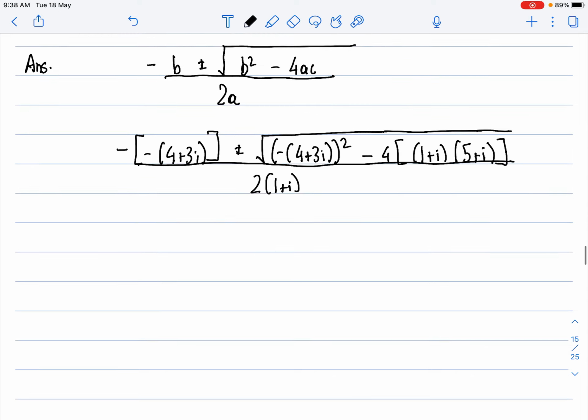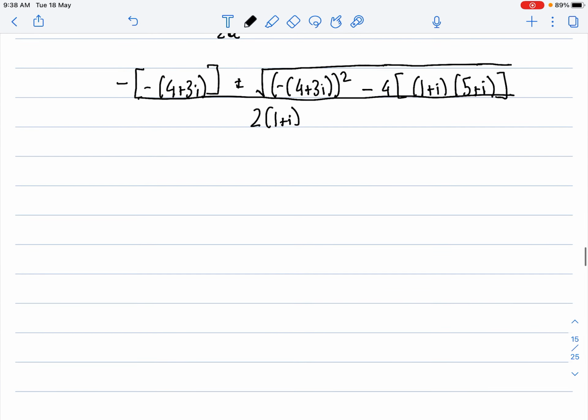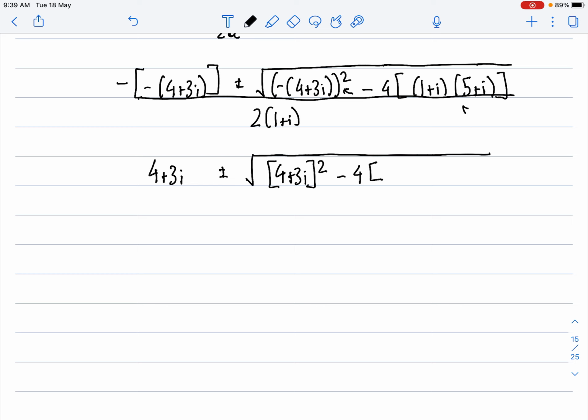So now to solve this, this is a long process. So that kind of patience will be required, but it's okay, you can do it. So now I'll get 4 plus 3i here, because minus minus will cancel, plus minus the square root of, this is simply 4 plus 3i the whole square. Okay, so I can write it as 4 plus 3i the whole square minus 4, and I can expand this to get it like 1 into 5 plus I plus I into 5 plus I. Okay, it is over 2 plus 2i.